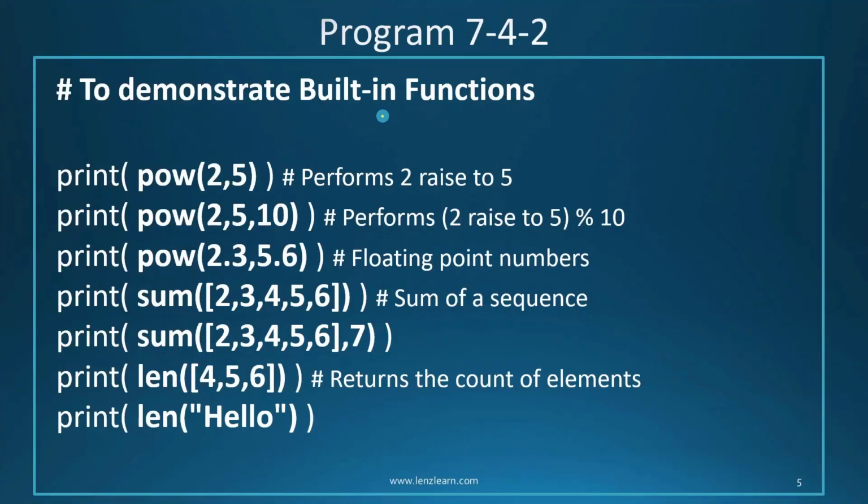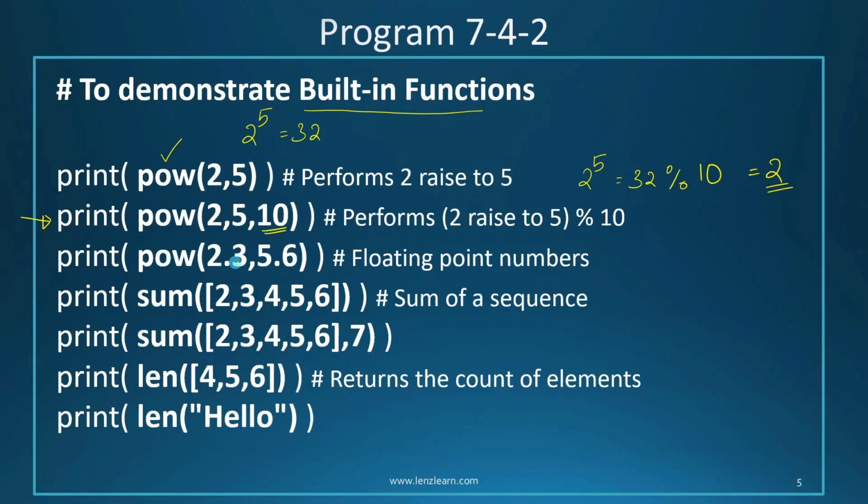Now this program also is just a continuation of the previous program. Here the first function we are going to study is power. The function name is POW. Inside the bracket, if you write 2, 5, it will find 2 raised to 5. So the answer is going to be 32. Now the function POW can also accept 3 numbers as input. It will find the answer of 2 raised to 5, so the answer is going to be 32, and this 32 will be modulo divided by the third number, that is 10, and you know the remainder is 2. That will be the result of the second print statement.